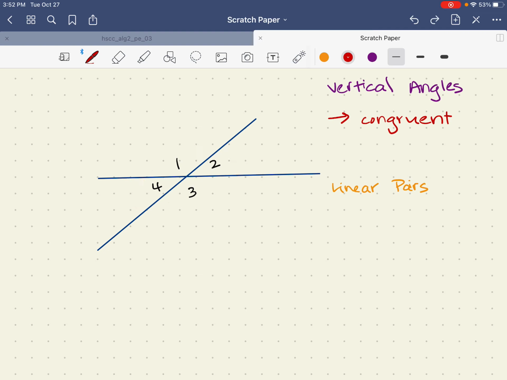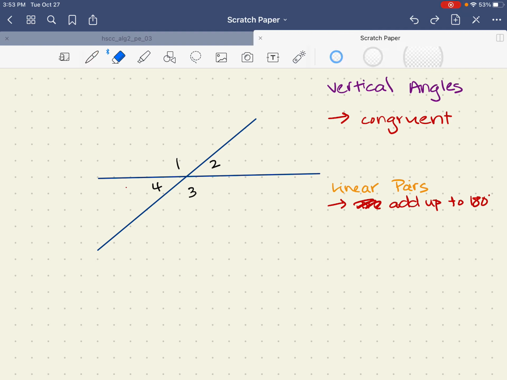Next, linear pairs. Linear pairs also have a theorem. Linear pairs add up to 180. In other words, they are supplementary. So angle 4 and angle 3, those two angles are a linear pair. They're going to add up to 180. That's what it means to be a linear pair using the linear pairs theorem. Okay, so now let's break this down into an actual problem.